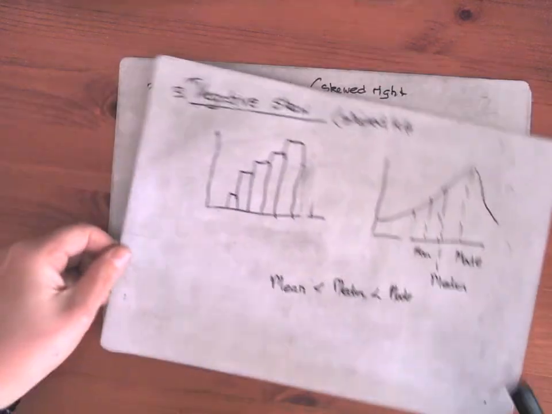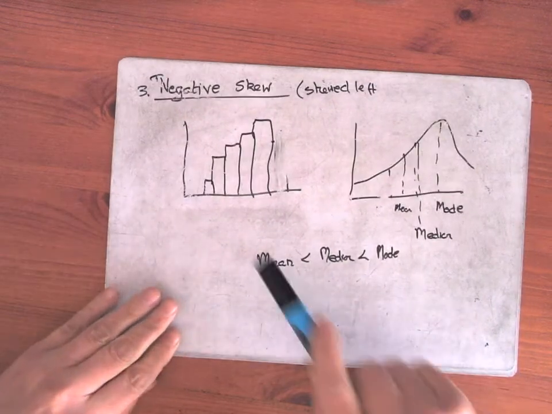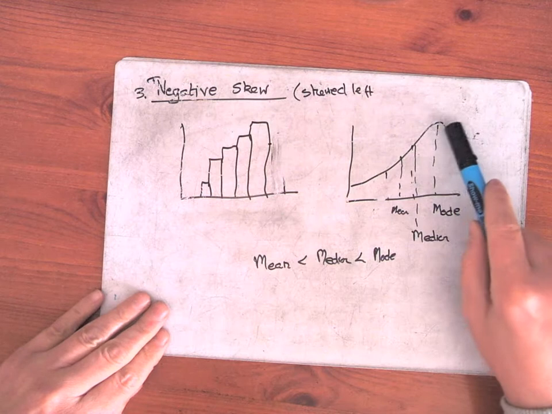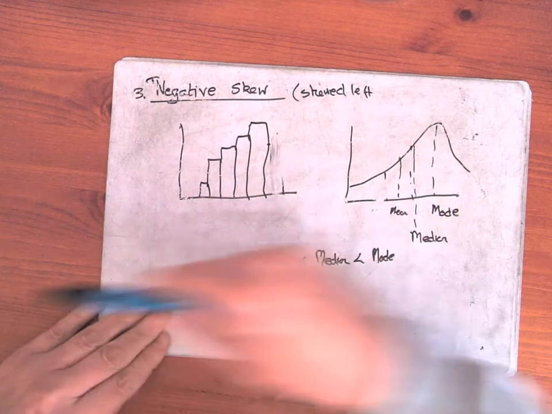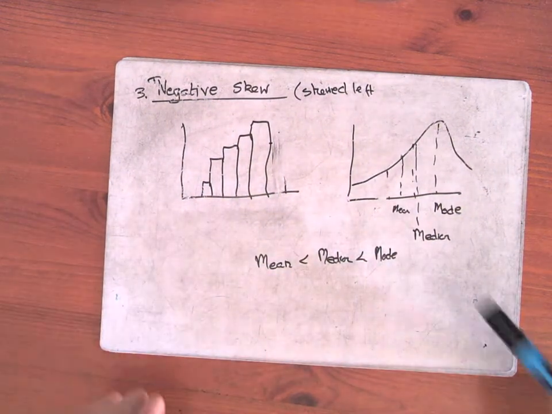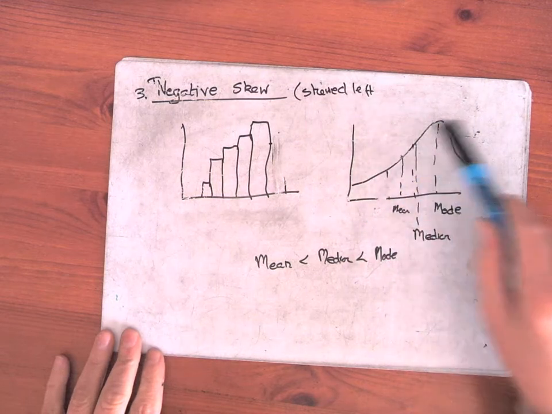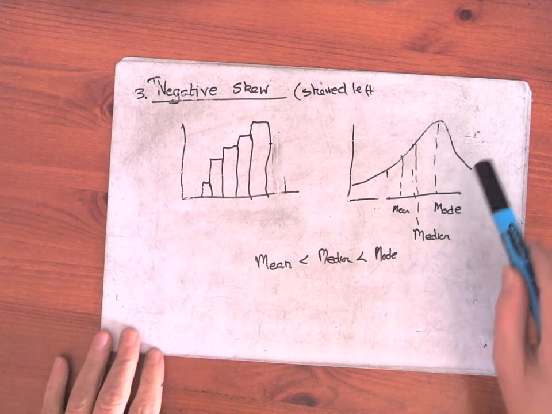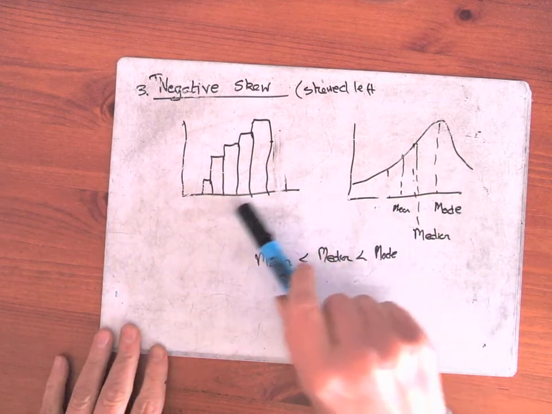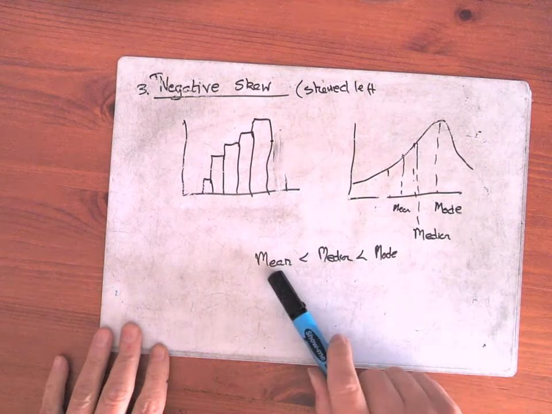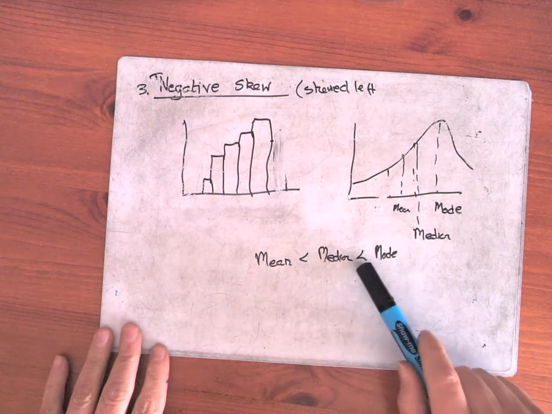Next one is negative skew. A negative skew tails off in the negative direction. The negative direction is this way, so it tails off in the negative direction and peaks over here. In this case, the mean is always less than the median, which is less than the mode.